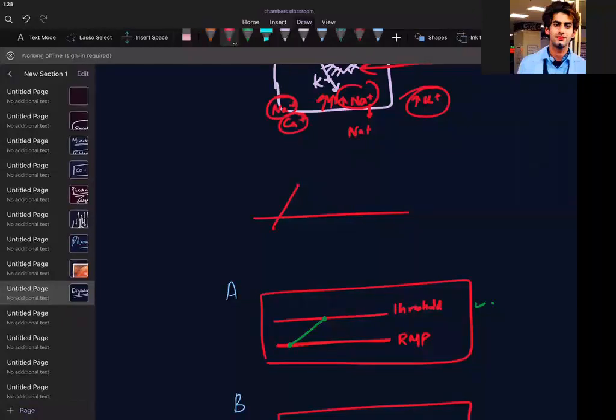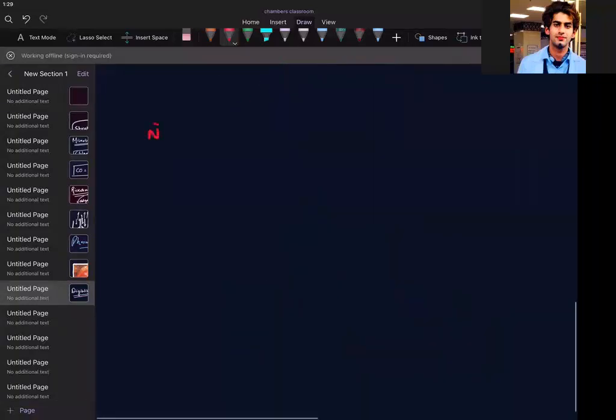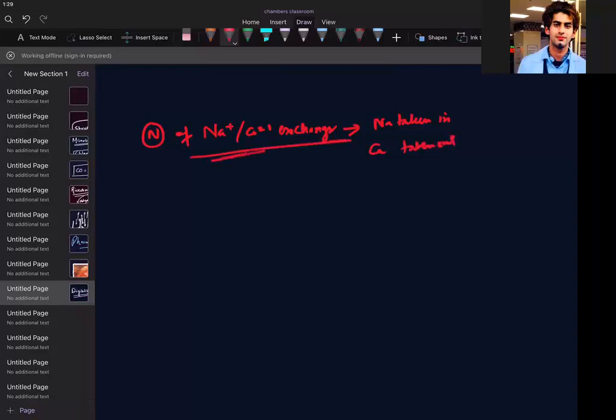Sir, in short, what will happen if you decrease the activity of the sodium calcium exchanger? What is the normal function of this exchanger? Sodium is taken in, calcium is taken out. Let me write the normal function of this exchanger clearly. The normal function is: sodium is taken in, calcium is taken out by this exchanger.